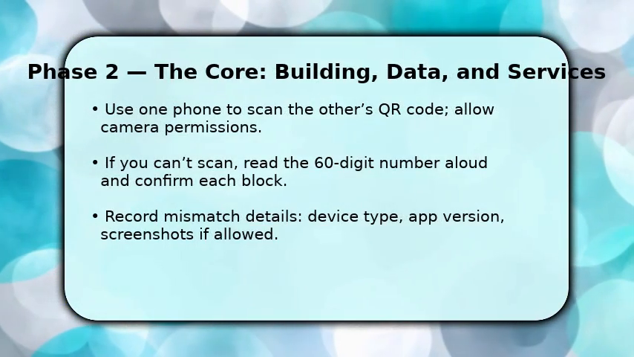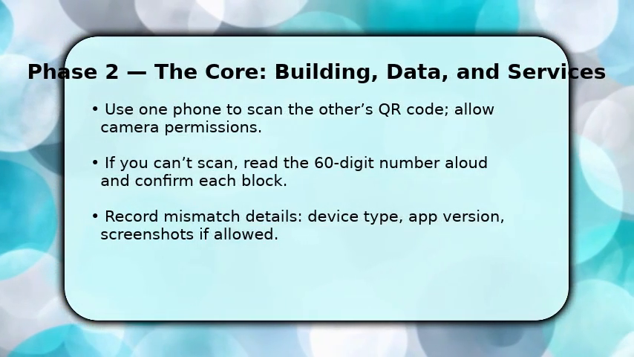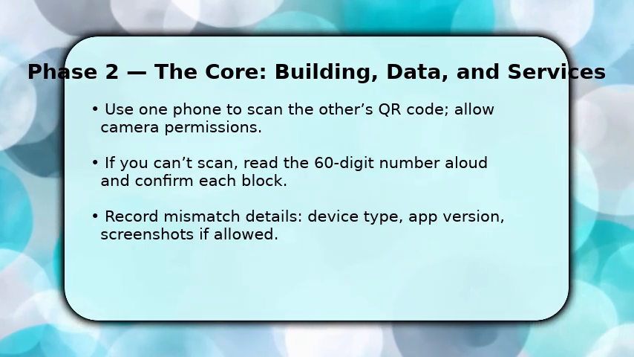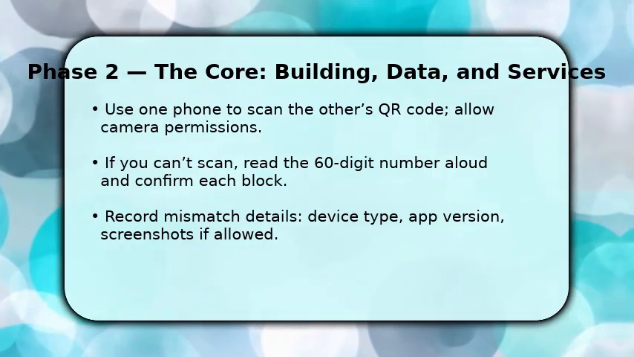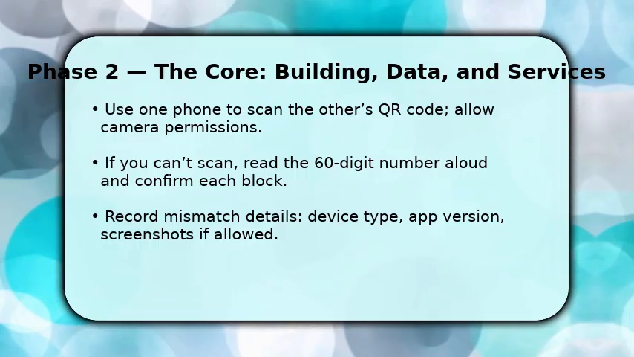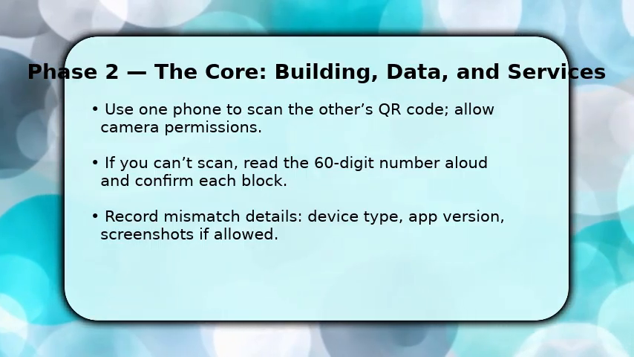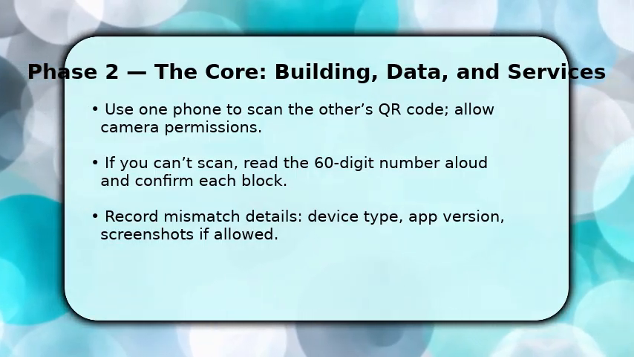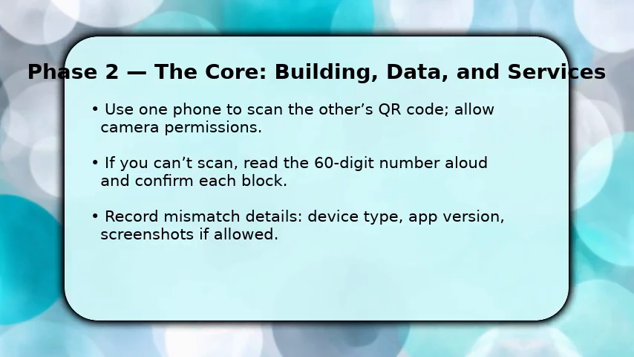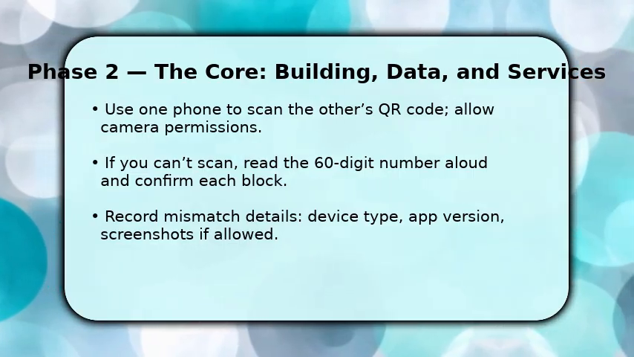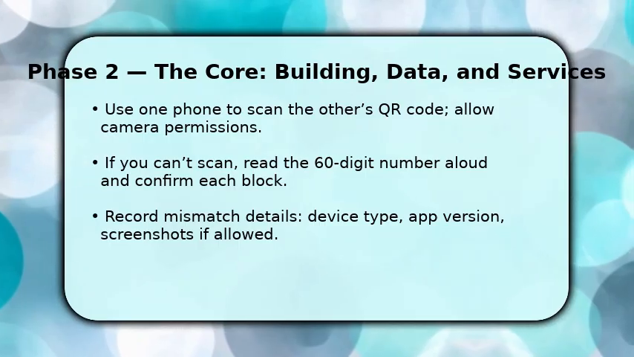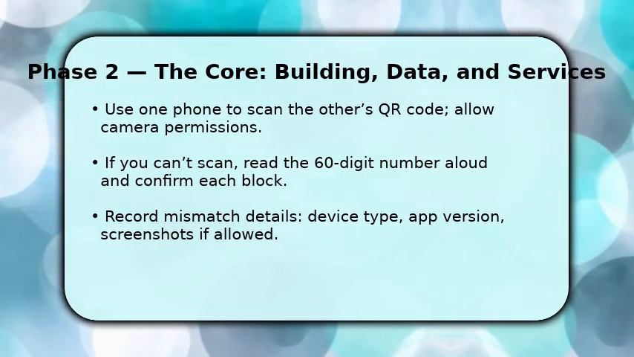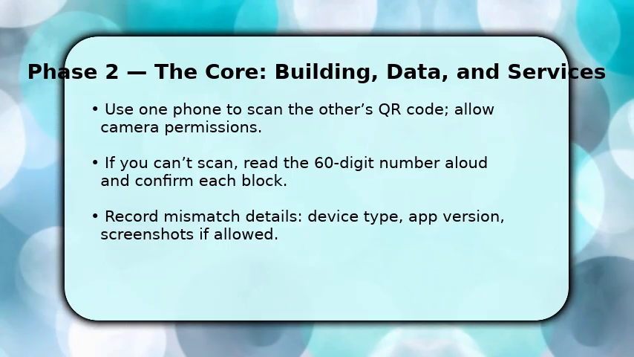Use one phone to scan the other's QR code, grant camera permission, and watch for the green check. If scanning isn't possible, read the 60-digit number aloud and confirm each block slowly, making sure you match digits versus assuming. If you see a mismatch, note device types and app versions, and, if both agree, take screenshots for troubleshooting. These details explain why keys differ and guide the next corrective step.